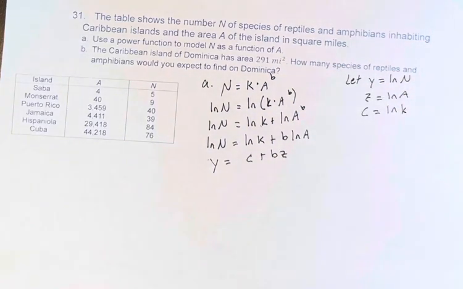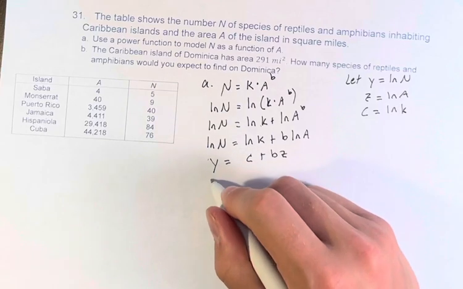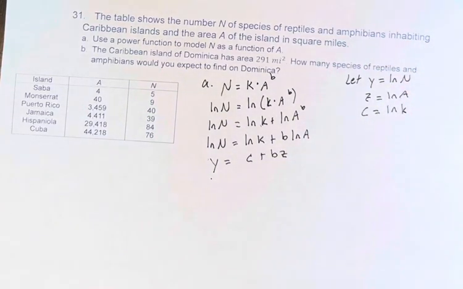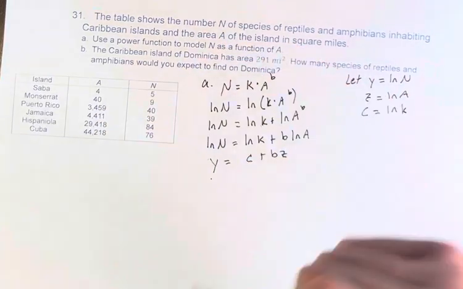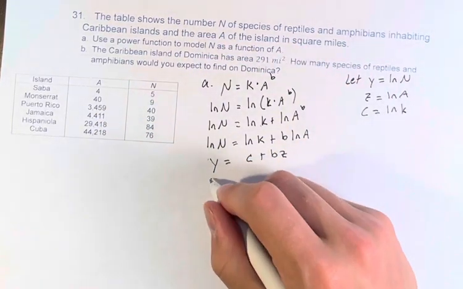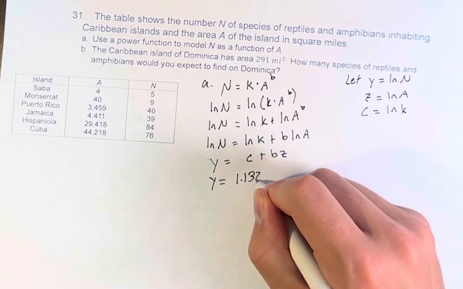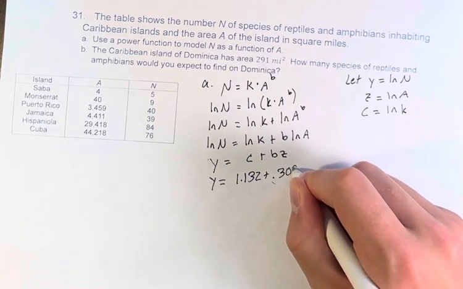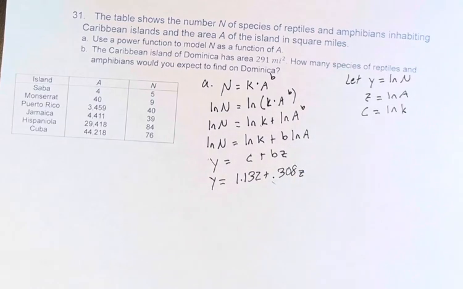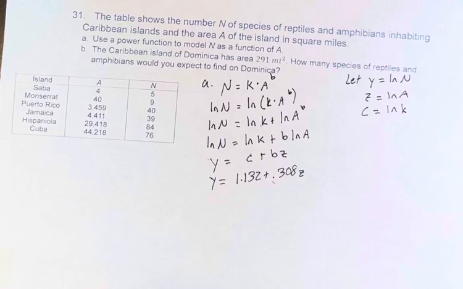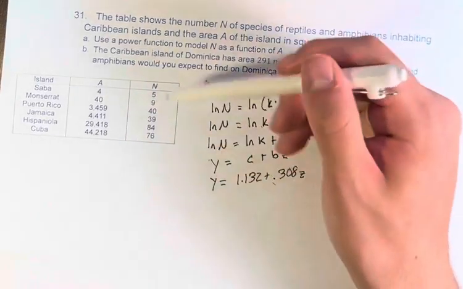And what we get out is, and you can do this on your calculator, you can do this online, right? Just plugging in the values and you'll get an output. You get y is equal to 1.132 plus 0.308 z, right? This is the function that best fits the data, right? Where y is equal to ln of n and z is equal to ln of A, for all these data points.